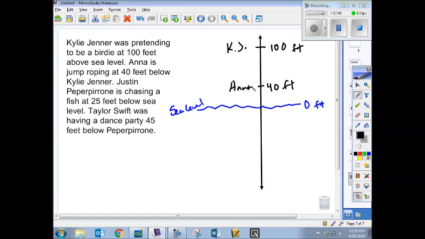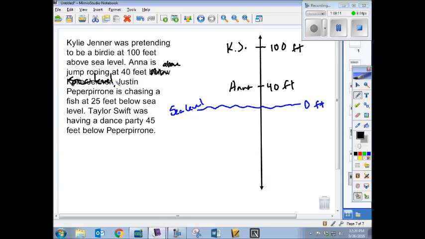You shouldn't be writing anything or drawing. Okay? So here's why. It doesn't say Anna is jumping rope at 40 feet above sea level. If it said that, would Hope have been right? If it said Anna is jumping rope at 40 feet above sea level, would Hope have been correct?